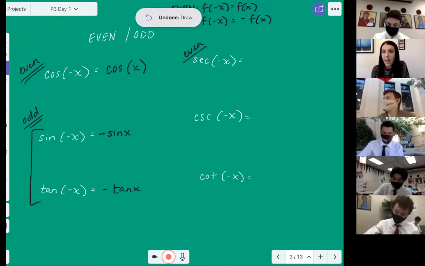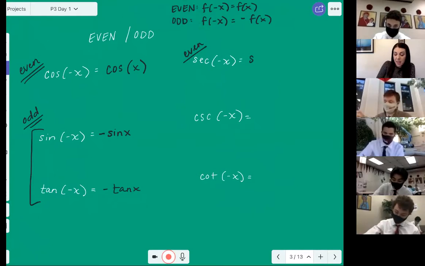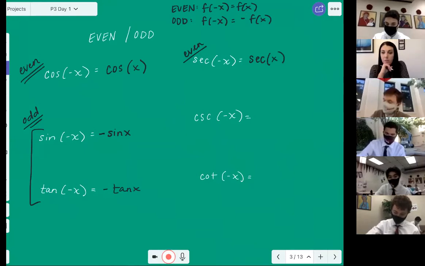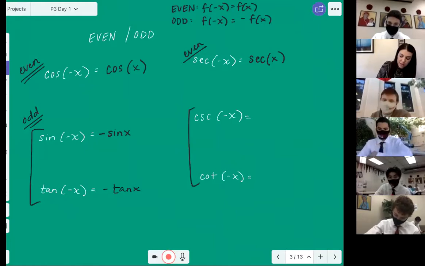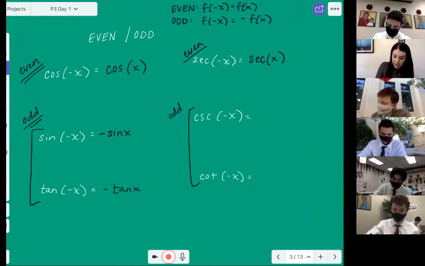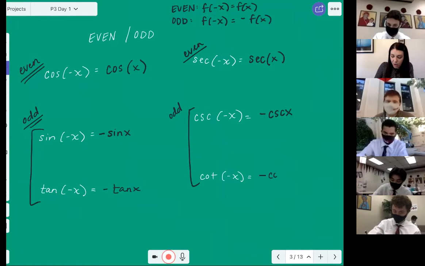So secant of negative x is just the same as secant of positive x. Since cosine was even, its reciprocal is also even. And that logic goes also with the reciprocals of sine and tangent. So these are also odd. Cosecant of negative x is the same as negative cosecant of regular x. Cotangent of negative x is the same as negative cotangent of regular x.